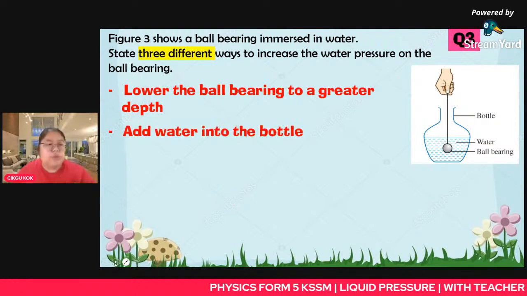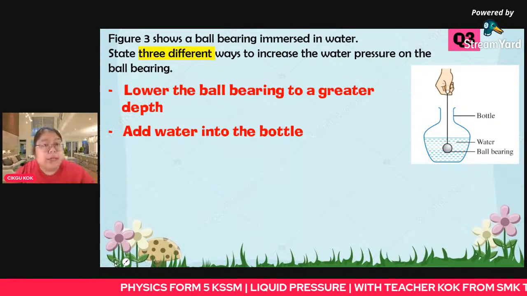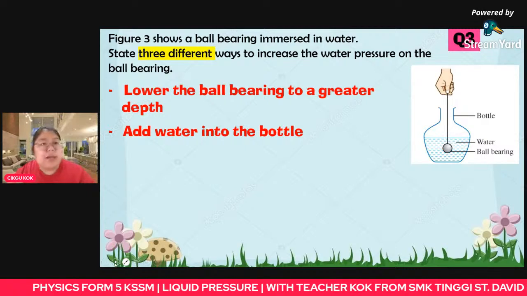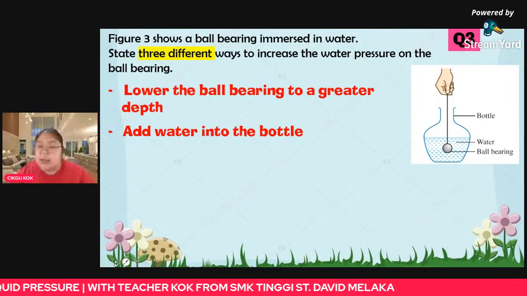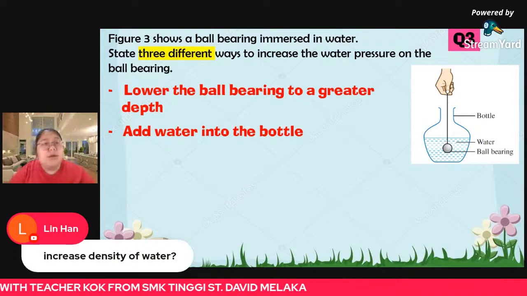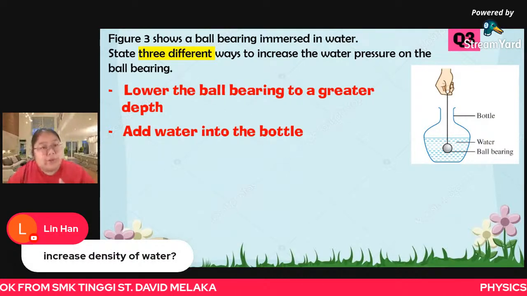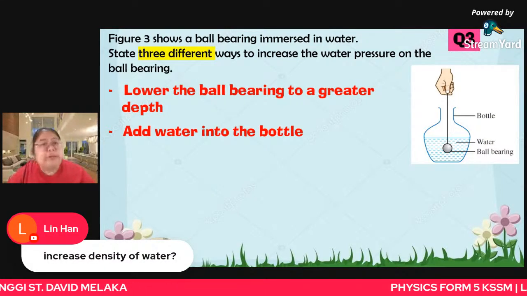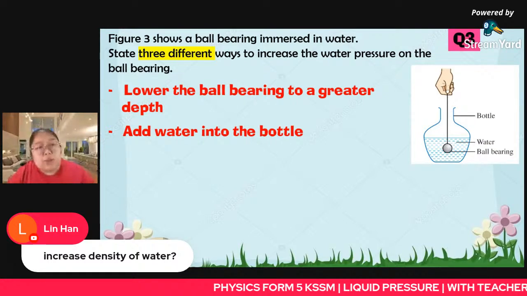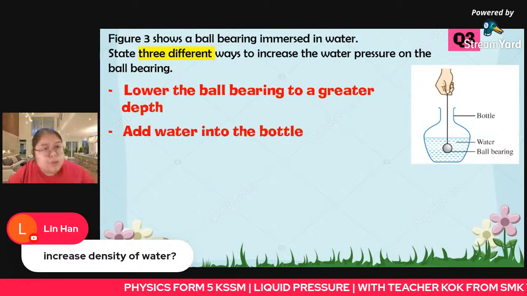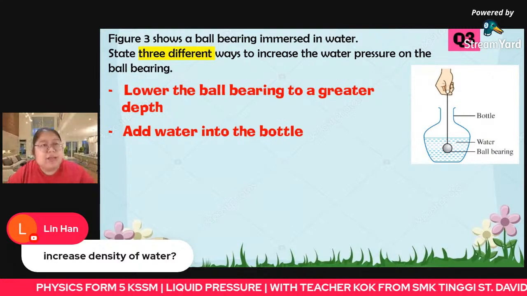Number 2, we can say you add the water in the bottle. Last one, increase the density of water. Yes, how to increase, Ling Han? Okay, you can increase the density of the water. How to increase the density of water? Any idea? Make the water more dense. How do you change the density of the water?